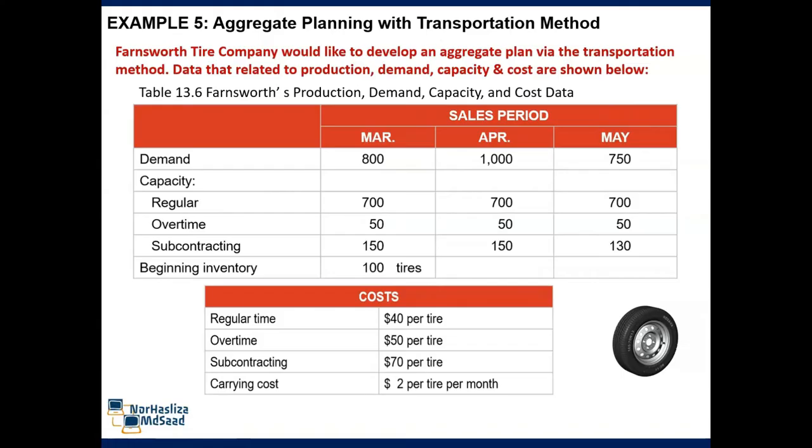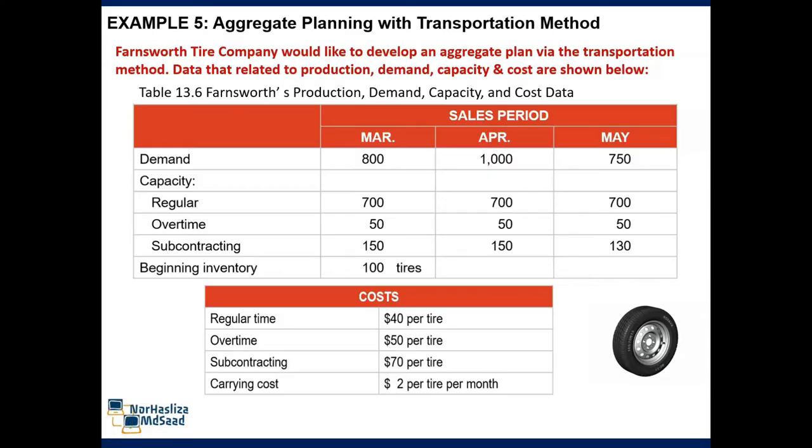In today's lesson, we are going to take a look at example 5, regarding aggregate planning with the transportation method. In this example, we are going to develop an actual production plan and finally determine the cost of the production plan. Let's get started. Farnsworth Tire Company would like to develop an aggregate plan via the transportation method. Data related to production, demand, capacity, and cost are shown below.